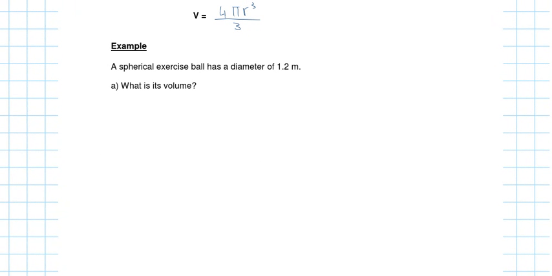So we have the diameter to be 1.2 meters. So find the volume. The radius is the diameter divided by 2, so 0.6, and then plug it in.